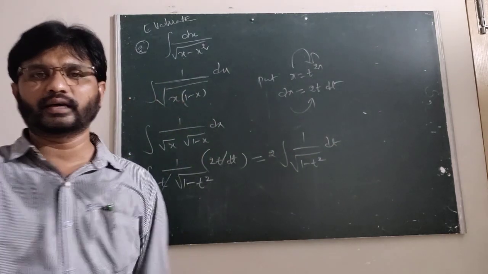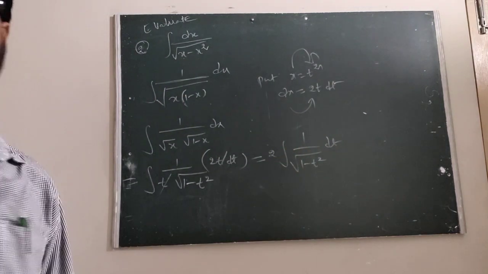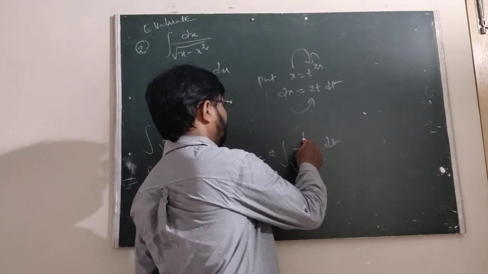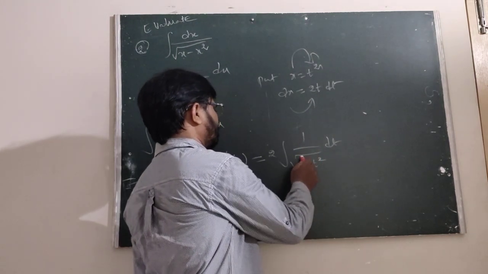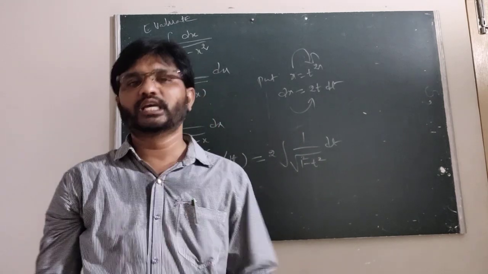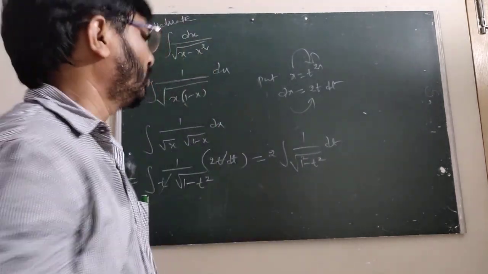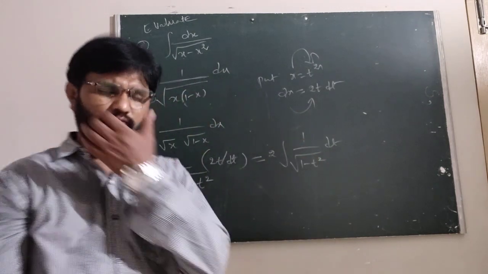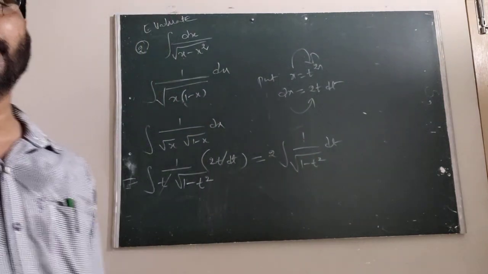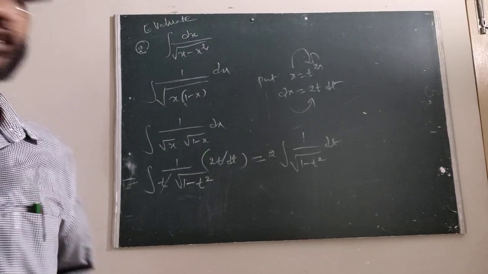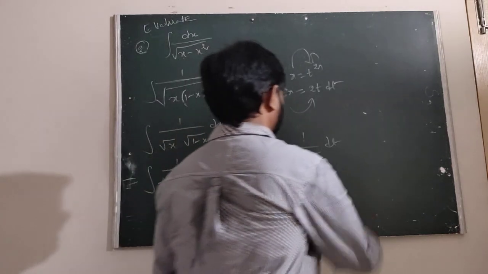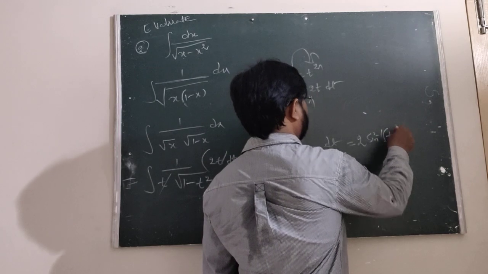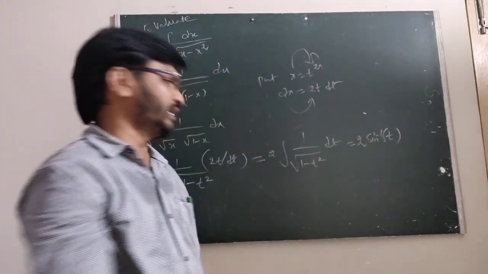So now I can apply one of the 9 standard integral forms. We have to compare with 1 upon under root a square minus x square, or root of 1 minus x square. Everybody knows that this is the derivative of sine inverse of x. 1 upon root of 1 minus x square integrates to sine inverse of x. Then it will be 2 into sine inverse of x, where here x is t.